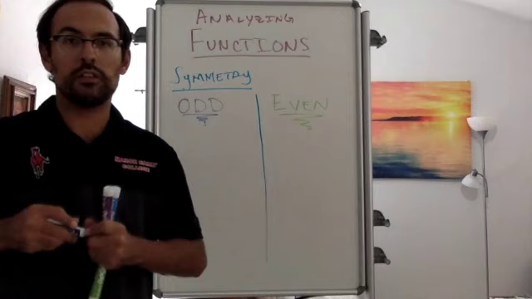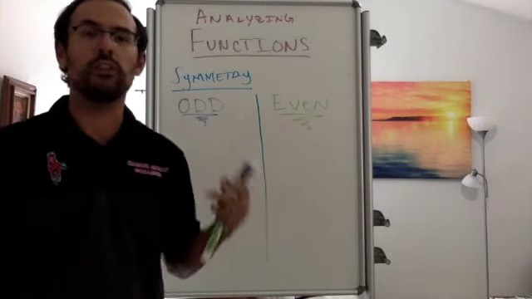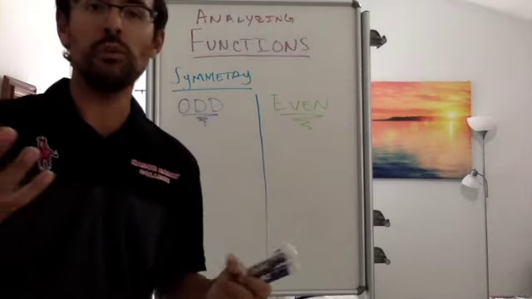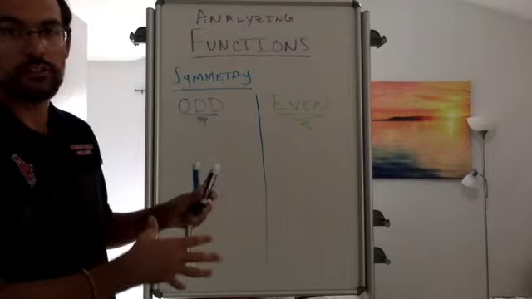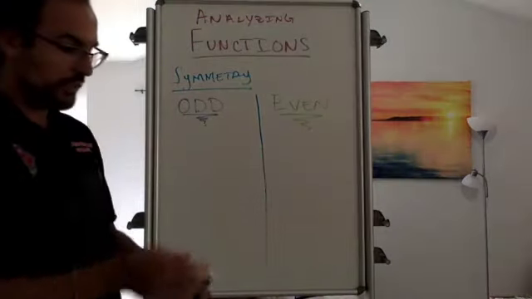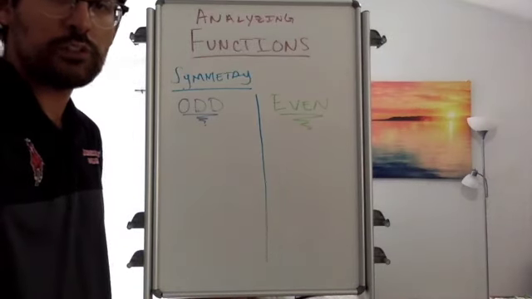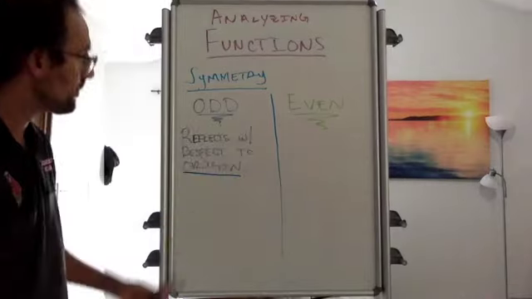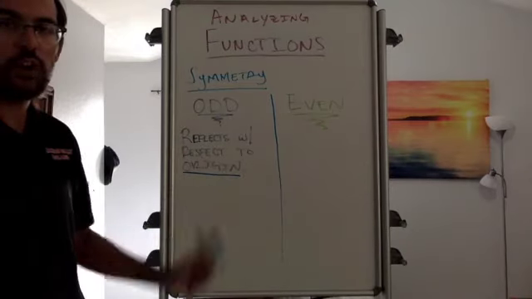All right, so the last characteristic that we'll talk about today when you're analyzing functions is you want to determine whether the function is symmetrical with respect to two things. One category falls into odd, and the other is even. If the function is odd, then the function reflects with respect to the origin. So I've written it here for you. It reflects with respect to the origin.